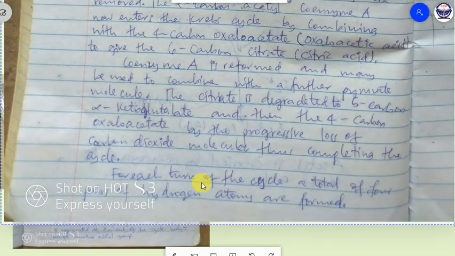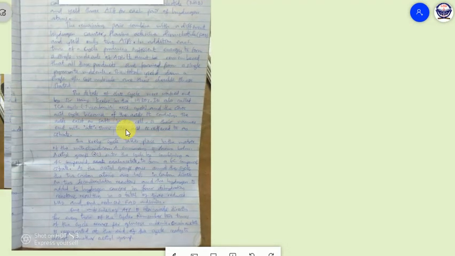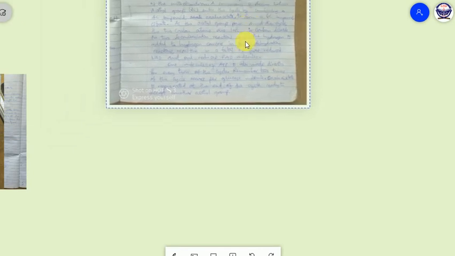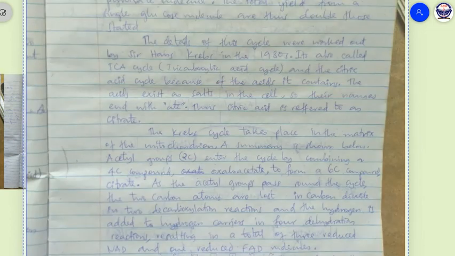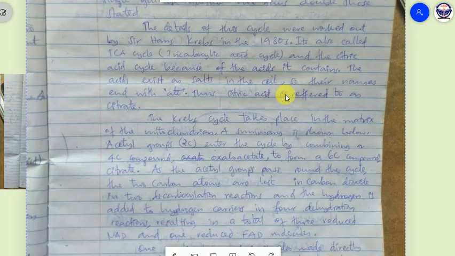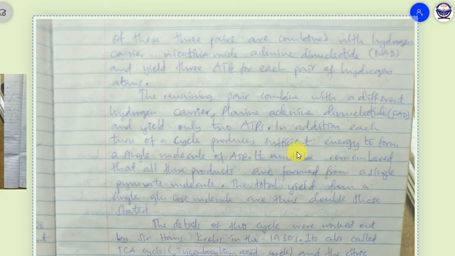Now for each turn of the cycle, a total of 4 pairs of hydrogen atoms are formed. 4 pairs of hydrogen atoms. 3 of them are carried by NAD, and 1 of them is carried by FAD. So now let's continue our discussion in the next page about the Krebs cycle.